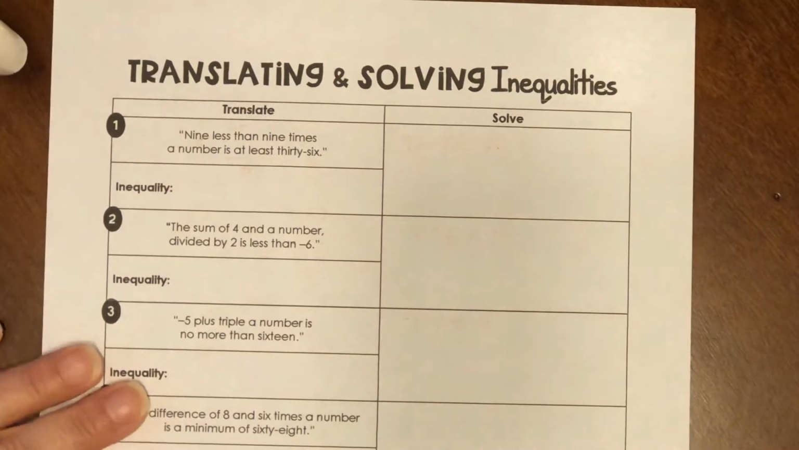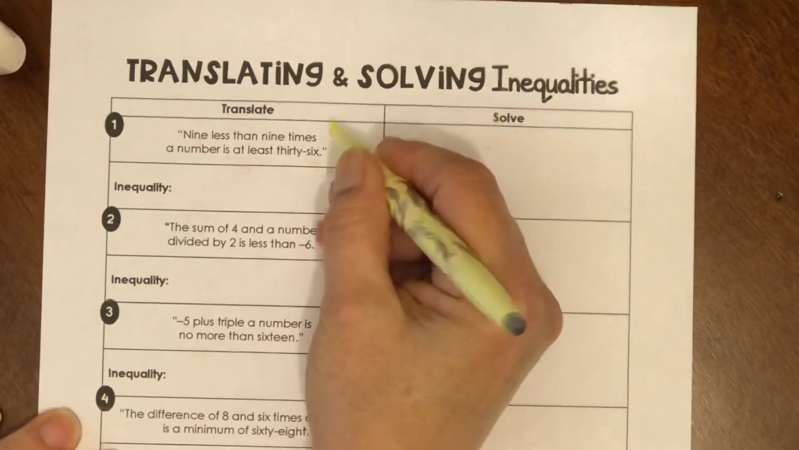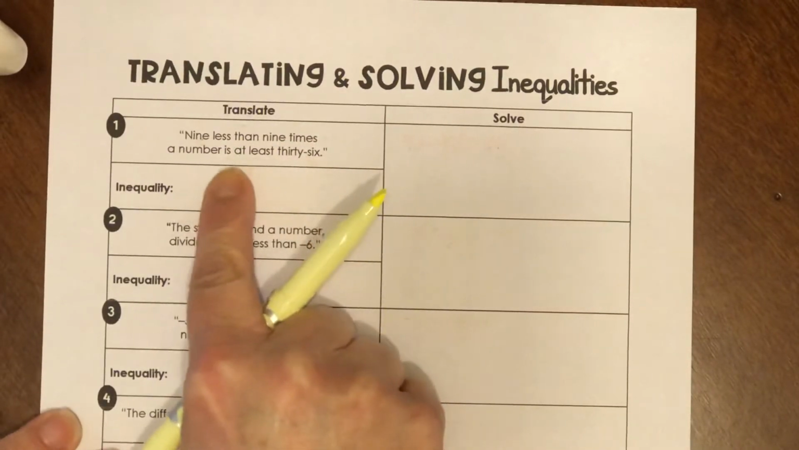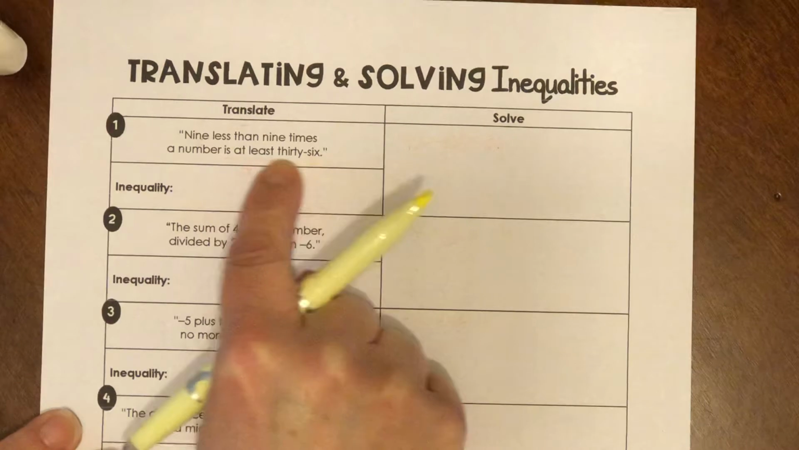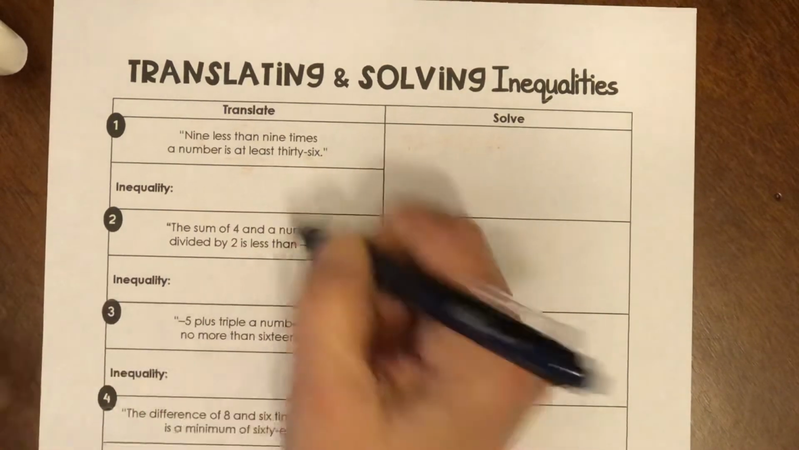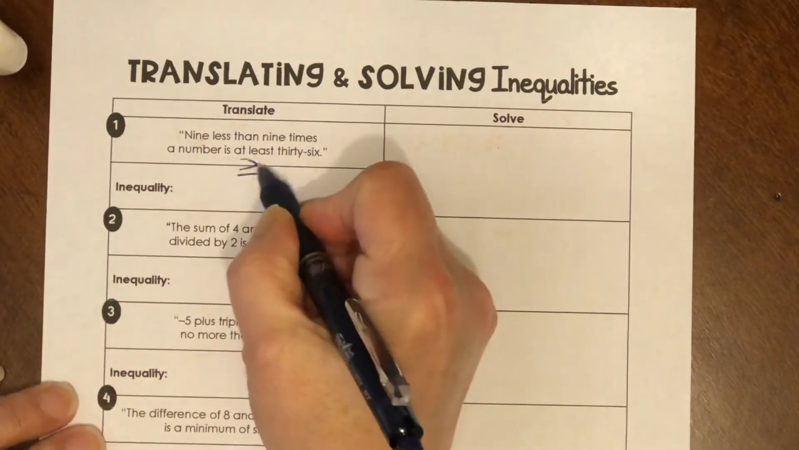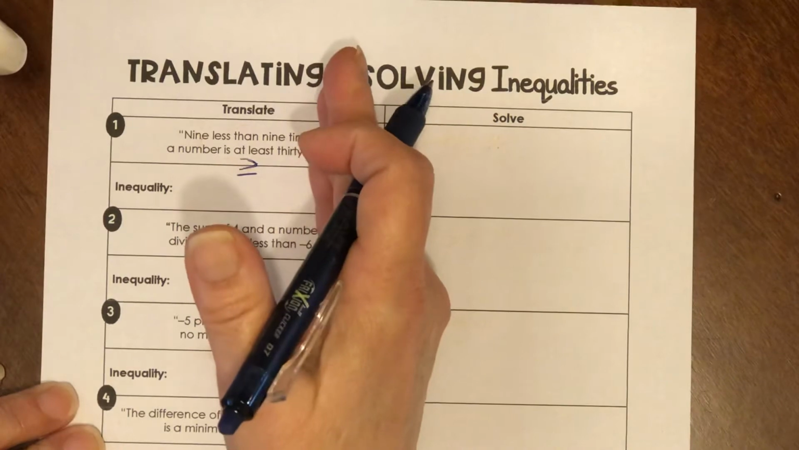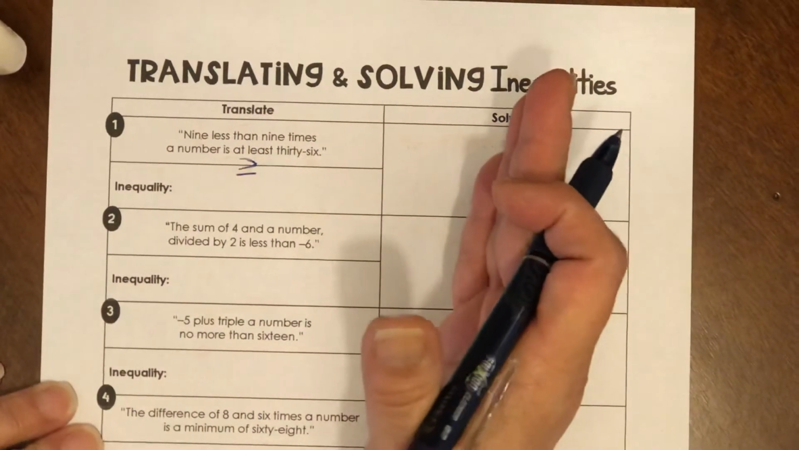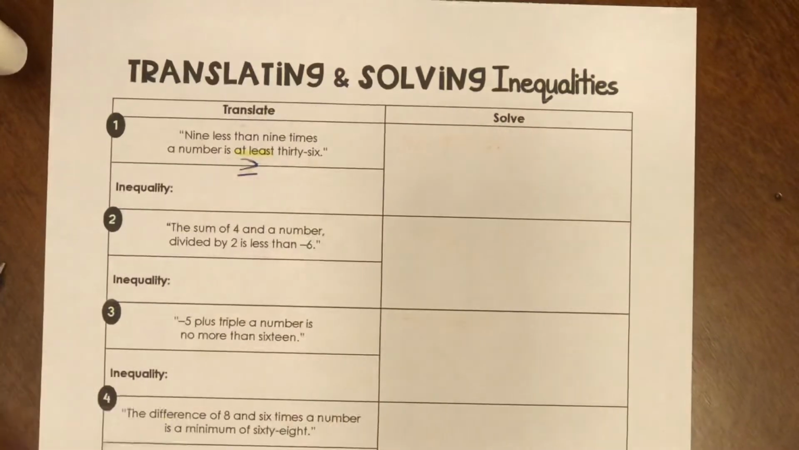Let's take a look first at this problem. It says 9 less than 9 times a number is at least 36. So that means whatever it is, at least, the smallest number is 36, and then everything else is bigger than that. That's what at least means. So we started with that. Let's write that down because that's a given.